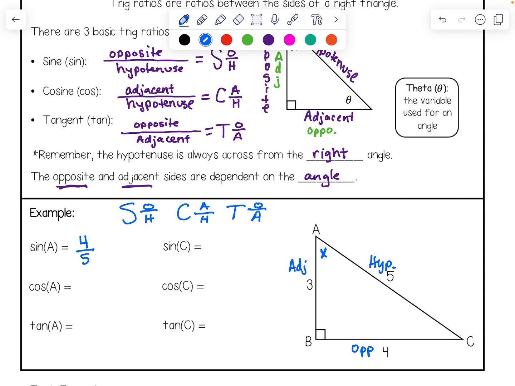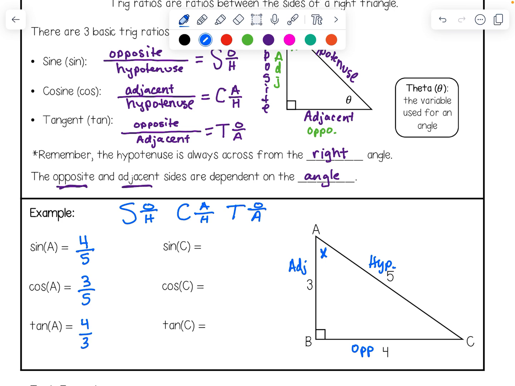That's it. That's the ratio, 4 over 5. If I want the cosine, if I use my pointer here, the cosine of A, I need adjacent side over hypotenuse. So that would be 3 over 5. And then if I do my tangent, I do the same thing. Tangent of A would be the opposite side over the adjacent side. So it would be 4 over 3.